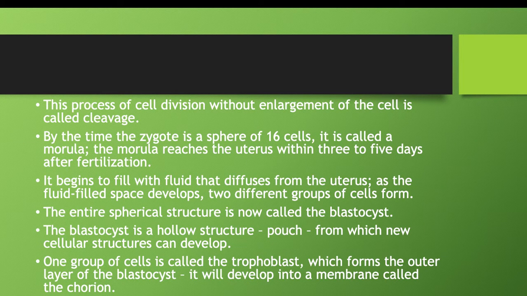It begins to fill with fluid that diffuses from the uterus, and as the fluid-filled space develops, 2 different groups of cells form. The entire spherical structure is now called a blastocyst. The blastocyst, not cyst, is a hollow structure or a pouch from which new cellular structures can develop. One group of cells is called a trophoblast, which forms the outer layer of the blastocyst. It will develop into a membrane called a chorion.